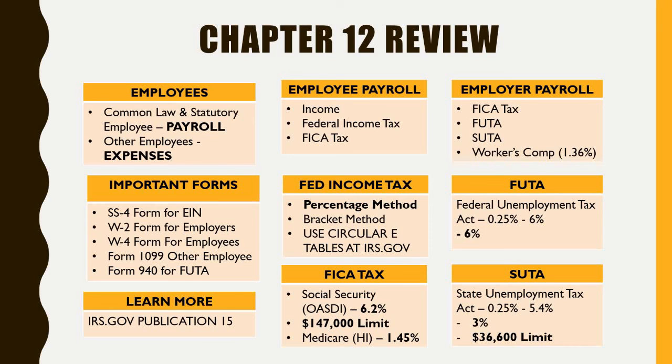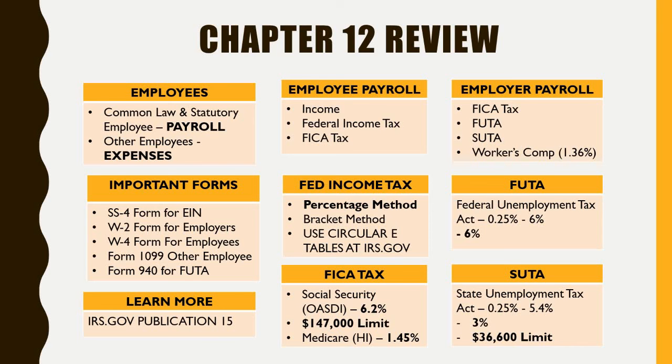Then we talked about the employer's tax responsibility. We have to match the Federal Insurance Contributions Act tax for the employee. We're also responsible for federal unemployment, state unemployment, and workers' compensation minimum. So again, FUTA, the federal unemployment, we said for this class we're going to learn as 6%. State is going to be, once again, 3% because we're assuming that we're a new business. And last but not least, workers' compensation is 1.36%.